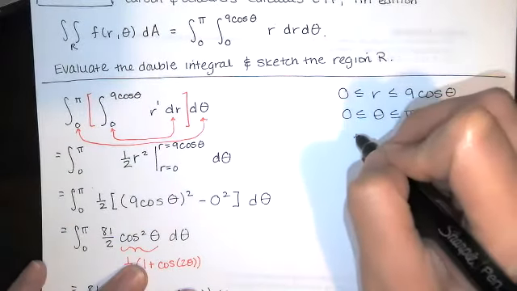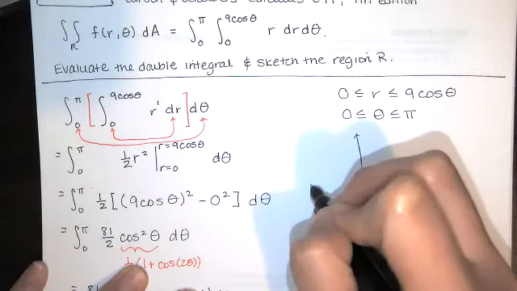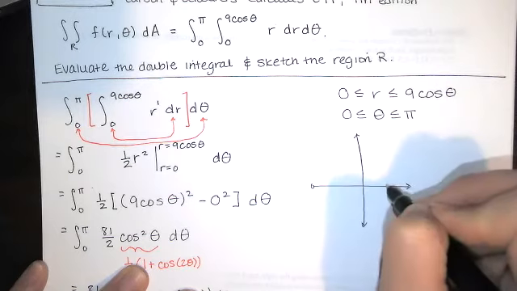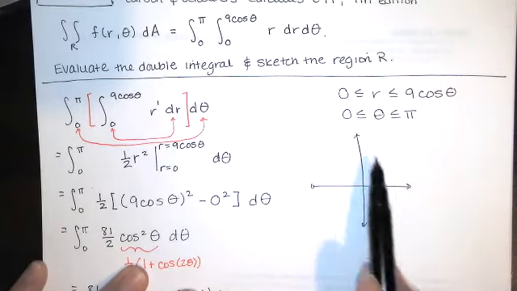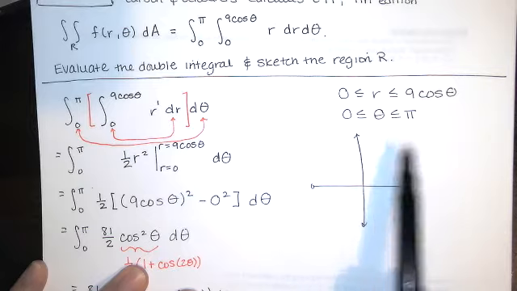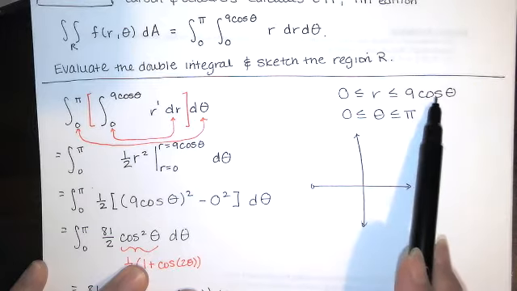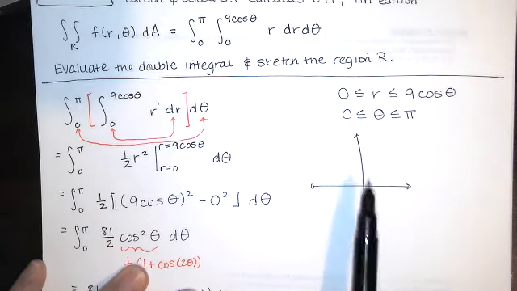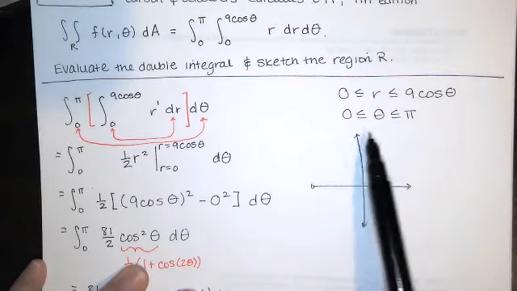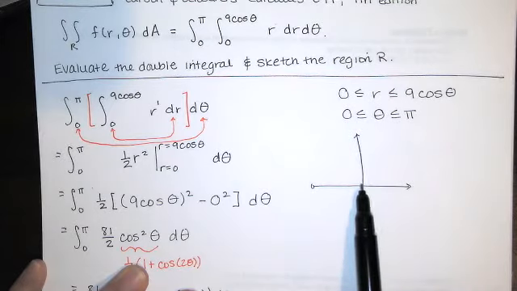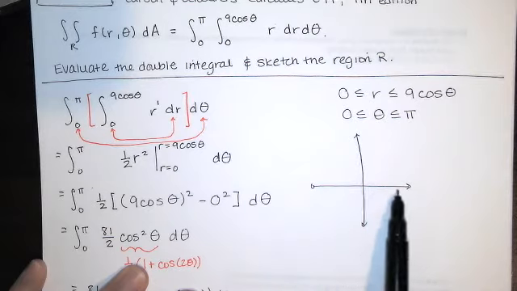And normally we would think of theta going from 0 to pi as starting here and then ending up over here. But that's actually not what's going to happen here because of this r equals 9 cosine of theta. Remember, if you see bounds like this, you're really thinking of 4 different functions. Theta equals 0, theta equals pi. Actually, theta equals 0 and theta equals pi are both the x-axis, because r is free to be anything.